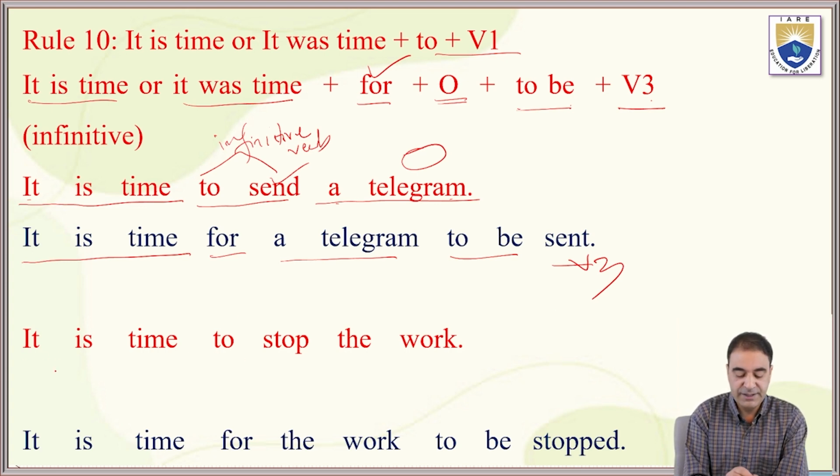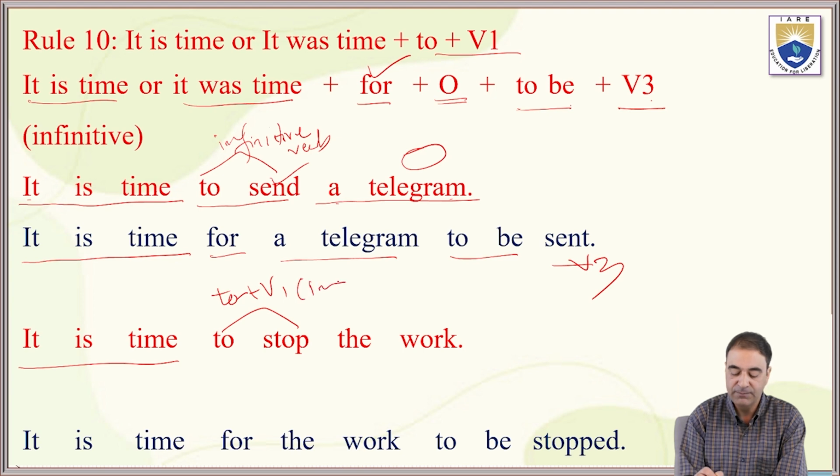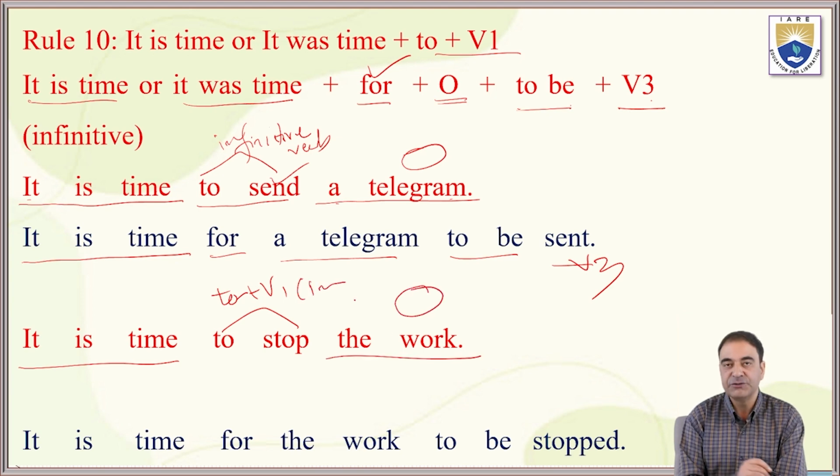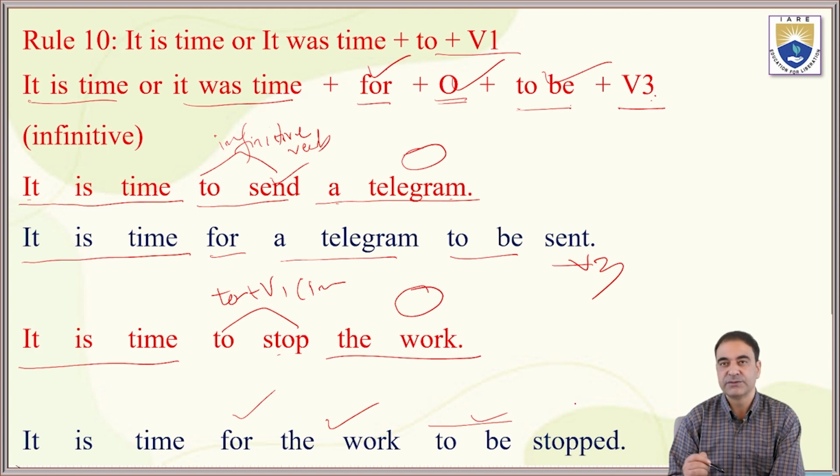Now look at the second example: "It's time to stop the work." Here "it's time" is the phrase. Then "to stop" is to plus verb in first form, that means the infinitive verb. "The work" is an object. Now how will we change it? "It is time" will remain the same. Then introduce "for." Then introduce the object, which is "the work." And then introduce "to be," and the verb in third form, but of the infinitive verb. "Stop" will change into "stopped." Okay.